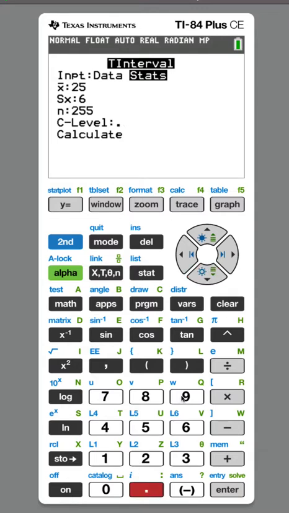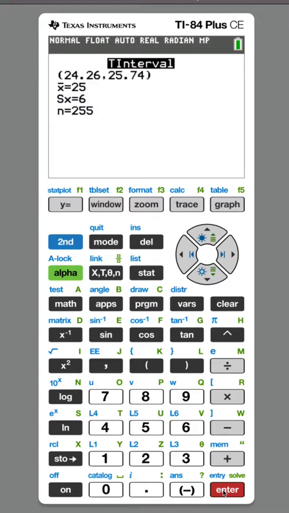And then, I don't know, let's make it a 95% again. Okay, down to calculate. Okay, and then it gives you this stuff again. So you can verify your sample mean or your sample standard deviation, and then you have your low end and your upper end in interval notation.